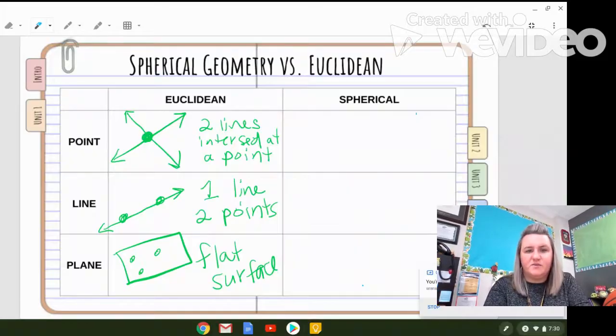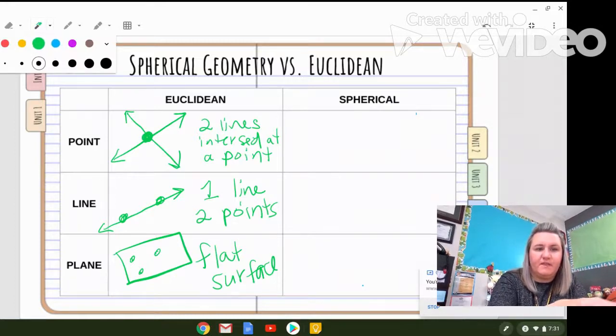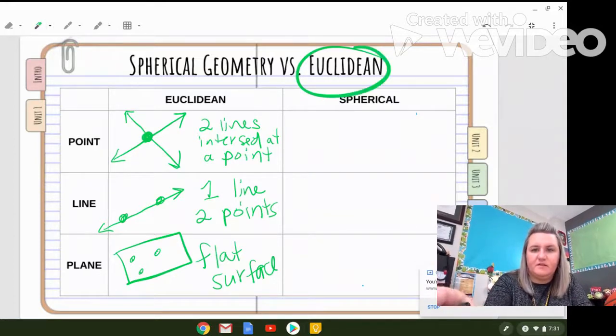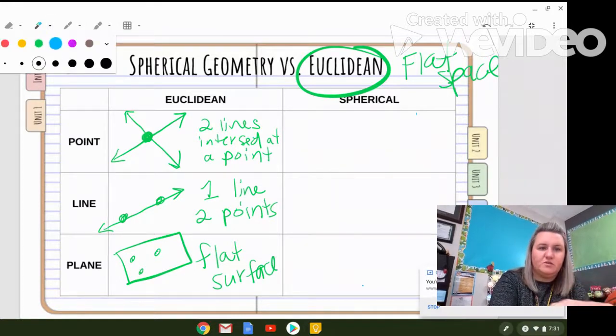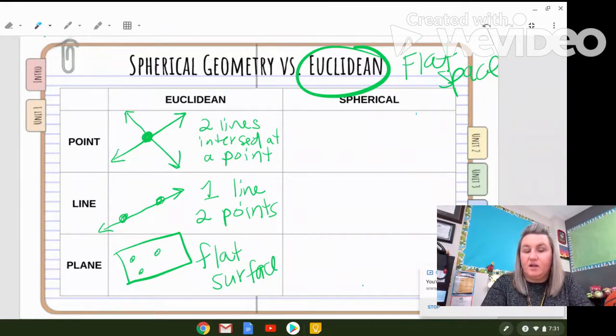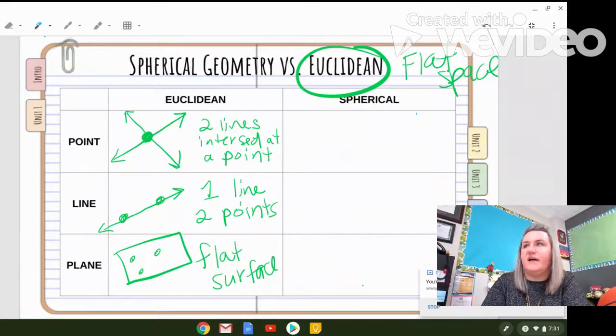So let's talk about the difference between spherical geometry and Euclidean geometry. So Euclidean geometry is the type of geometry that we study in class. It was made by this old guy named Euclid. In Euclidean geometry, it's a study of flat space. And in Euclidean geometry, we said that two lines always intersect at a point. A point is the location where those two lines intersect. A line is created by 2 points. Through any 2 points, that will always form one line. And then a plane in Euclidean geometry is a flat surface.